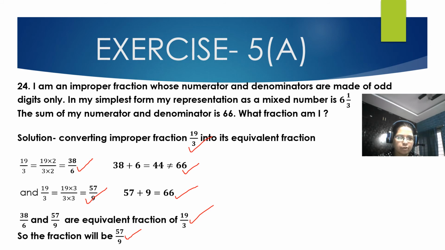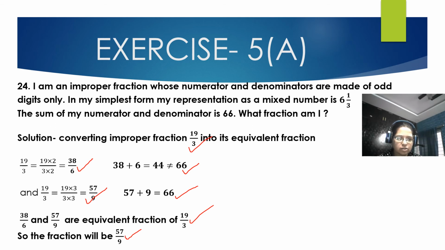I am an improper fraction. So 57/9 is an improper fraction whose numerator and denominator are made of odd digits. 57 is an odd number and 9 is also an odd number. 5 is an odd digit, 7 is also odd, and 9 is also odd. In my simplest form, my representation as a mixed number is 6 1/3.